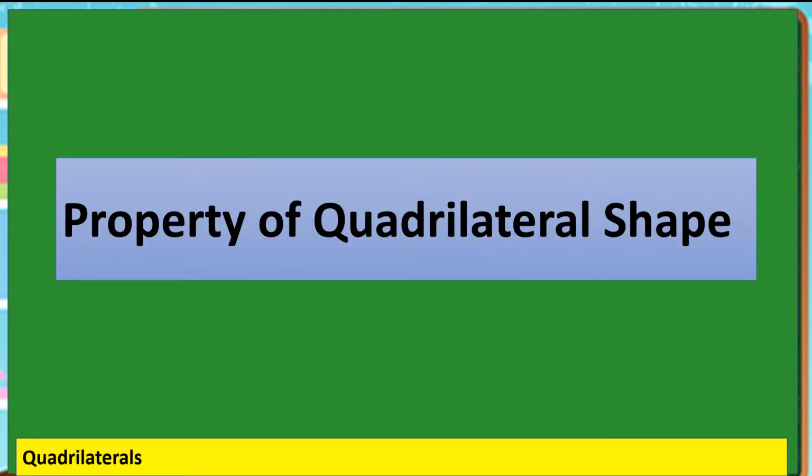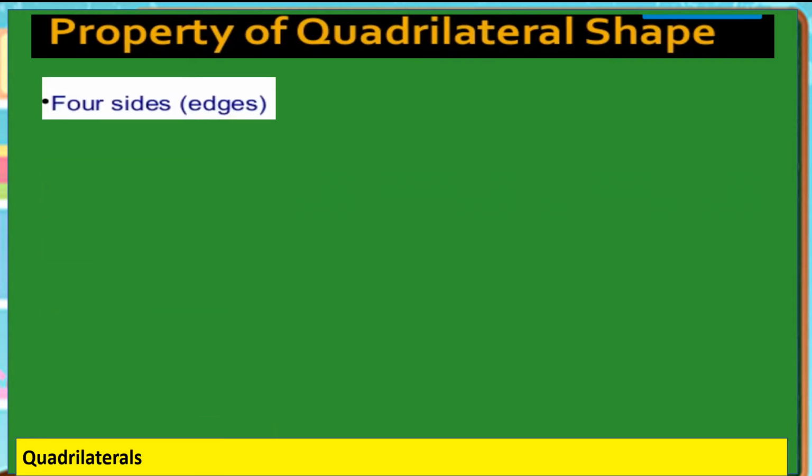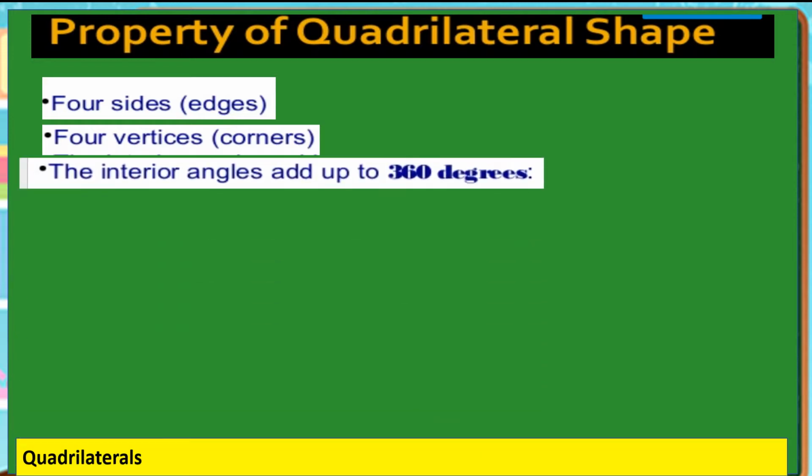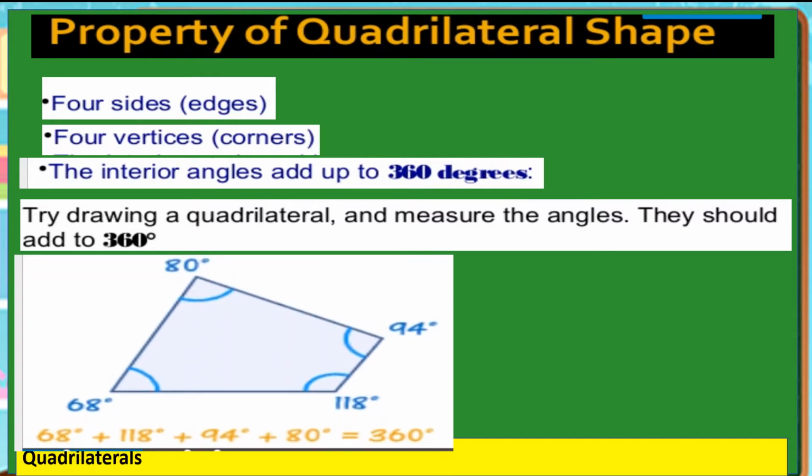So, there are also properties of a quadrilateral shape. It should have four sides or edges, four vertices or corners, and the interior angles add up to 360 degrees. So, try drawing a quadrilateral and measure the angles. They should add to 360 degrees.